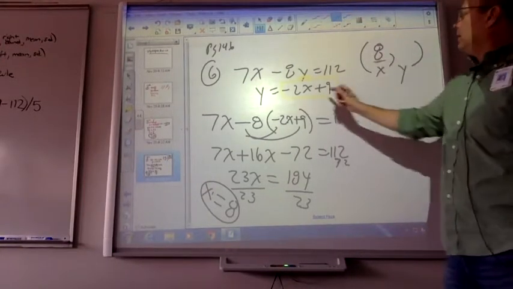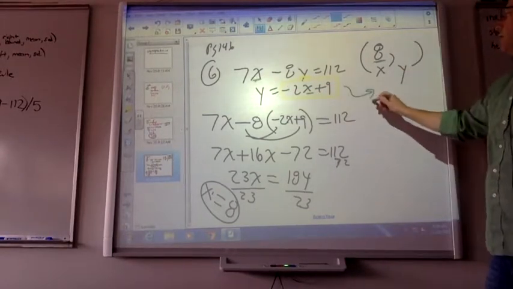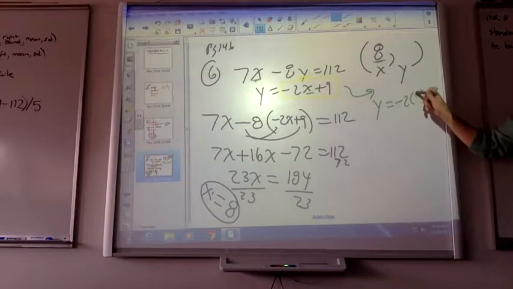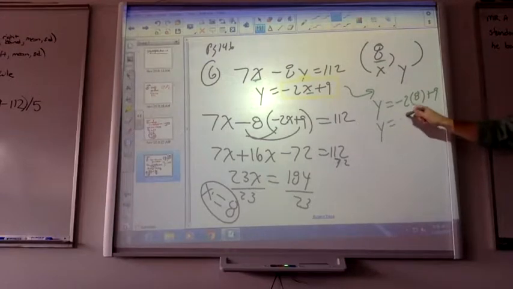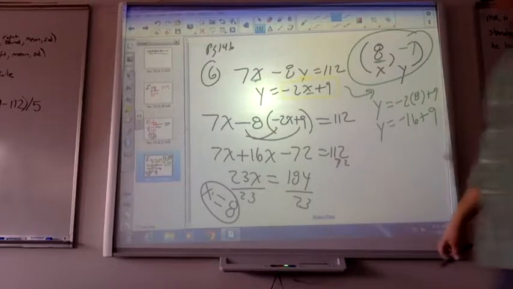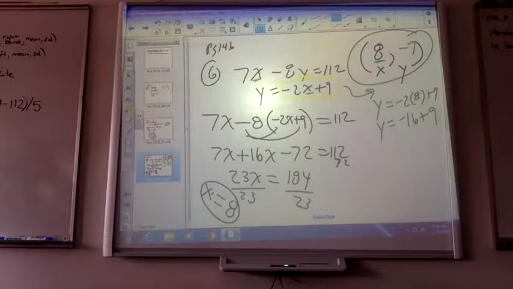Being that I know that, I can plug in right there, or I can plug in right there, but the second equation is more set up for us because it's y equals. So that's 8, let's see, y equals negative 16 plus 9, which gives me negative 7. That's where those two lines would cross each other. Anything else on that front page of page 146? Number 9, they want us to graph it.